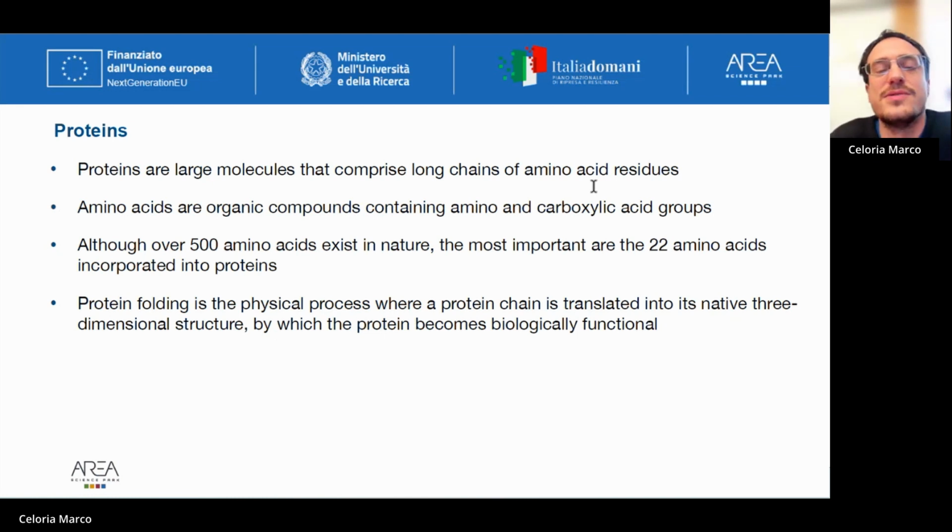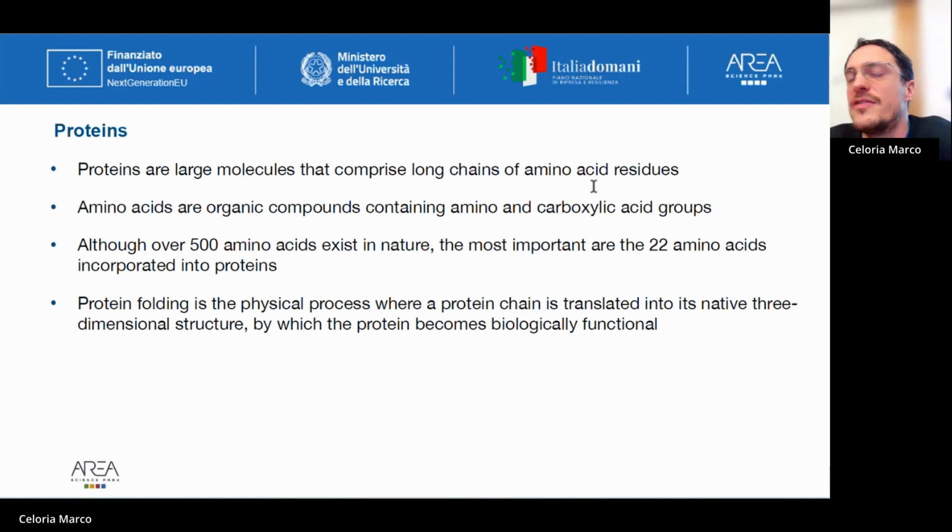So the first thing is to say a few things about proteins for people, especially from the laboratory that engineer, that might not be familiar as I was. First of all, proteins are large molecules that comprise long chains of amino acids, which are basically organic compounds that contain amino and carboxylic acid groups. So the idea is that we have this chain, this sequence of amino acids.